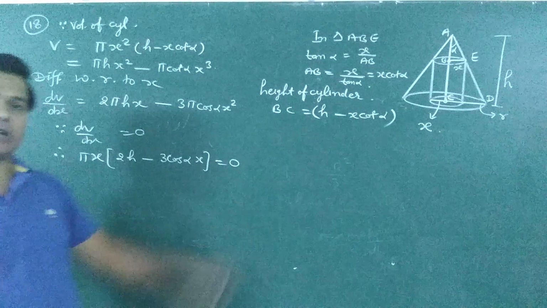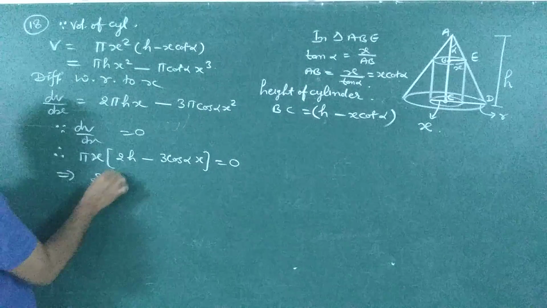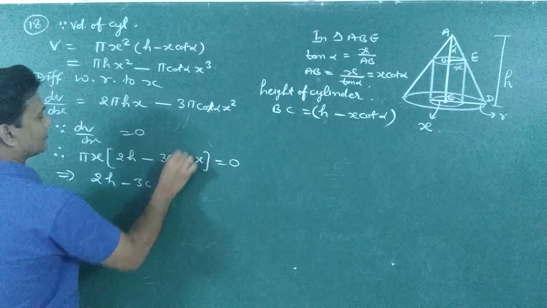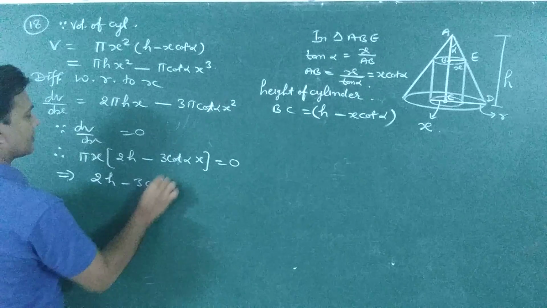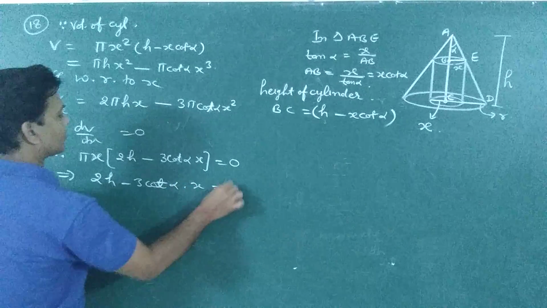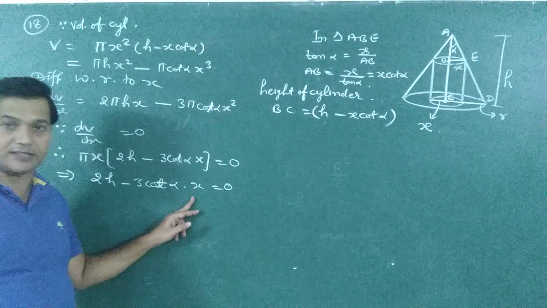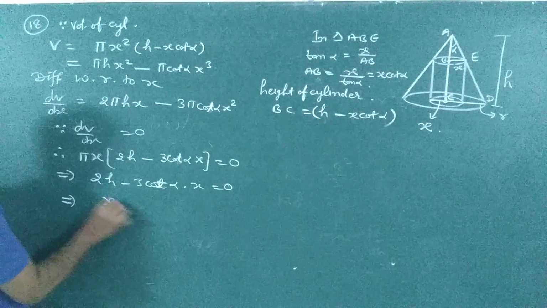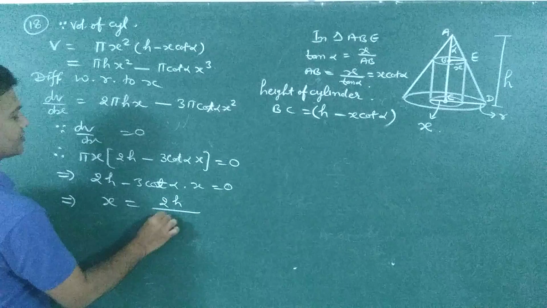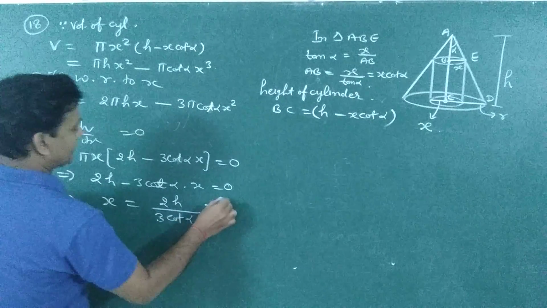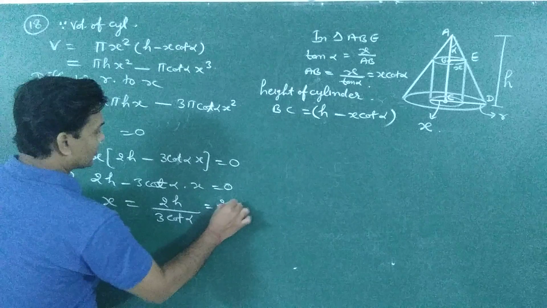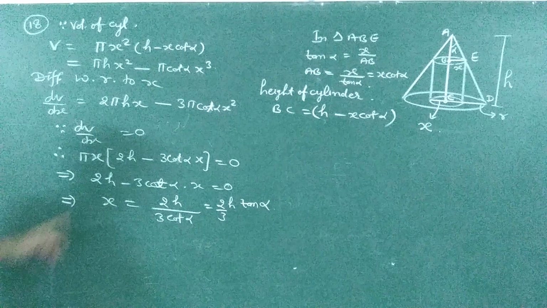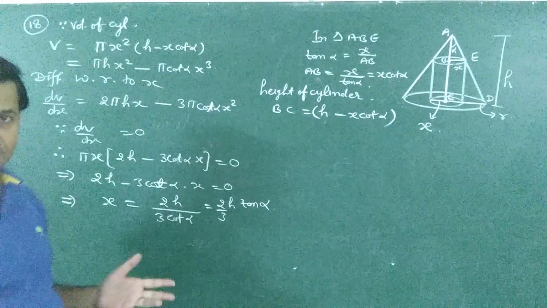Pi x cannot be 0, so the rest part, 2h minus 3 cot alpha into x equals to 0. Now we have to find out the value of x. For that, shifting 3 cot alpha to that side and then dividing. So the value of x is 2h by 3 cot alpha, or we can say 2 by 3 h tan alpha. This is the value of x we have, which means the radius.